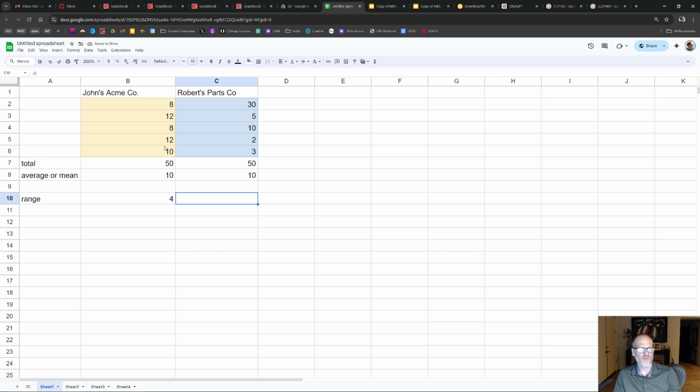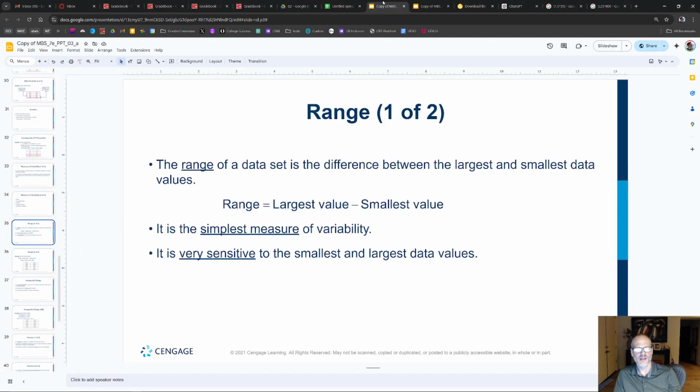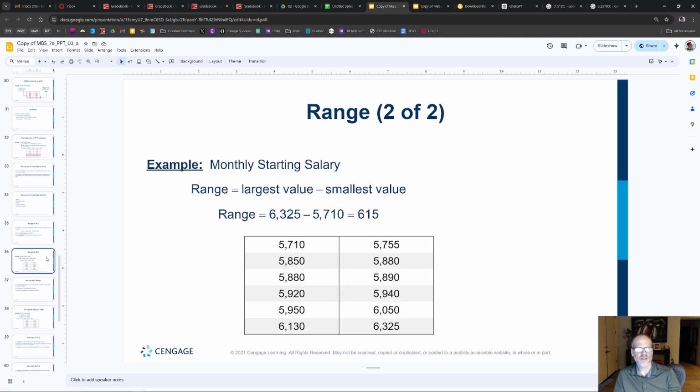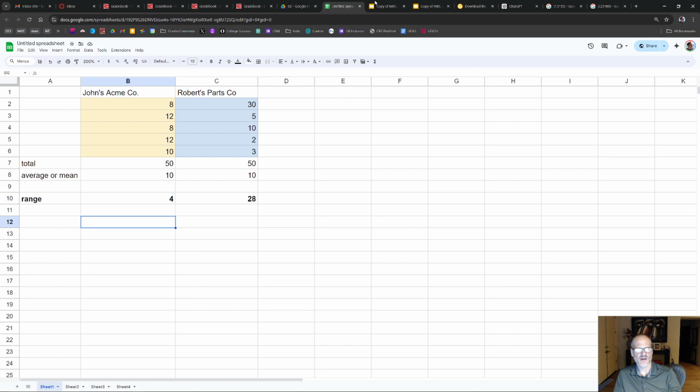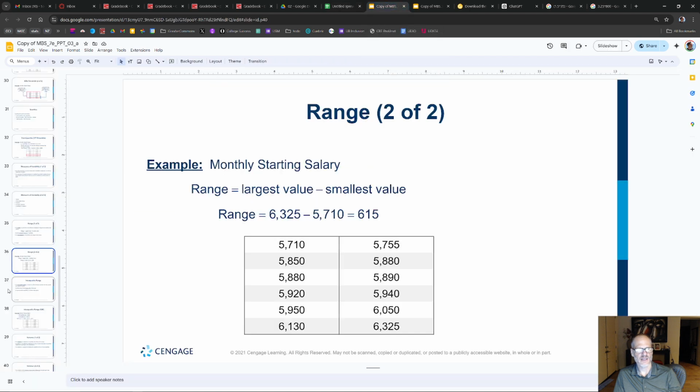It only varies by 4 days, whereas the range here is 28. Way more variability. So range is a way that we think about variability: the largest value minus the smallest value. It's the simplest measure of variability. It is very sensitive to the smallest and largest data values. And so here is calculating the range, and the range here is 615. I really think that range is better illustrated by comparing that example there.